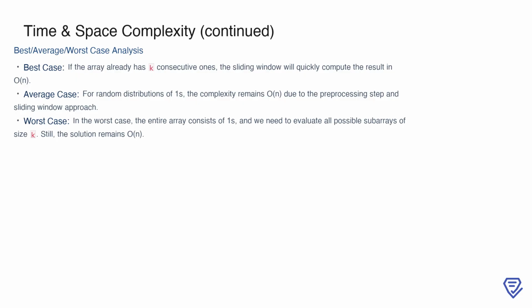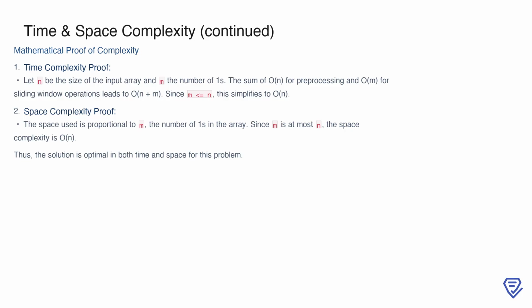Finally, let's confirm the mathematical proof behind the complexity. For the time complexity, we sum up the O(n) pre-processing step and the O(m) sliding window operations to get O(n + m). Since m is at most equal to n, this simplifies to O(n). For space complexity, the main contributors are the ones_indices and prefix_sum arrays, both of which require O(m) space. Since m is at most n, the space complexity is O(n). These results demonstrate that the solution is optimal in both time and space, making it highly efficient for solving the problem of finding the minimum adjacent swaps for k consecutive ones in an array.